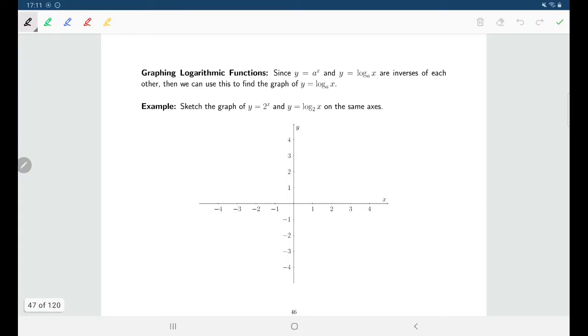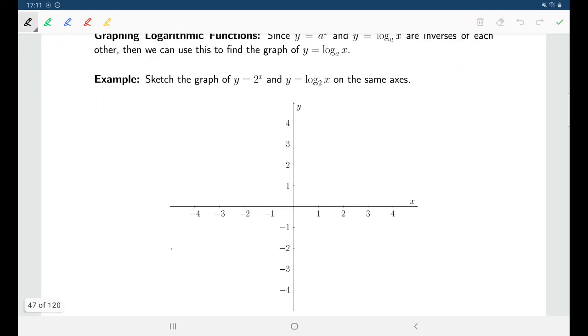Welcome back. In the second part of this lecture, we'll be talking about graphs of logarithmic functions and solving logarithmic equations. To begin with, I'm looking to come up with the basic shape for the graph of a logarithmic function, and I'm going to do that using what I know about exponential functions. So here in this example, I'm going to graph y equals 2 to the power of x, and I'm also going to graph its inverse, which is the log base 2.